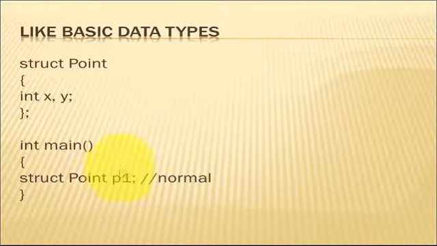The data type of p1 is struct point. Similarly, if you want to declare a variable of integer data type, int a, here a is a normal variable and the data type is integer. Similarly, here p1 is the structure variable and the data type is struct point. This is the normal case.